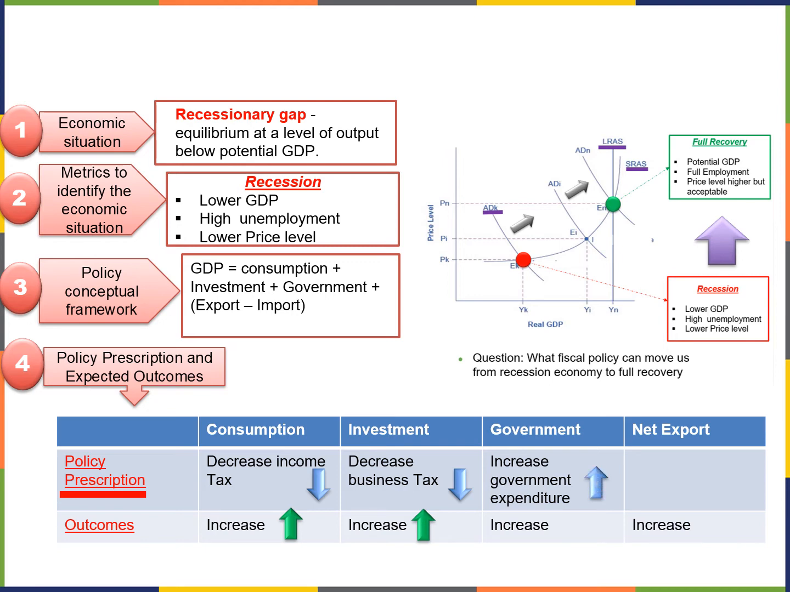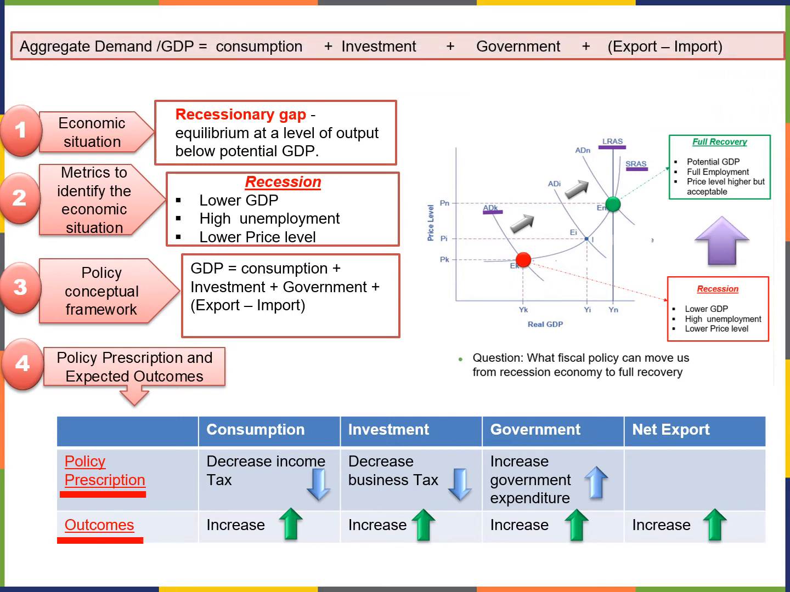And as the government attempts to help, the government will also increase some expenditure in the economy, and that will cause government expenditure to increase and help the economy. And eventually, that can have a positive impact on net export and increase net export too.